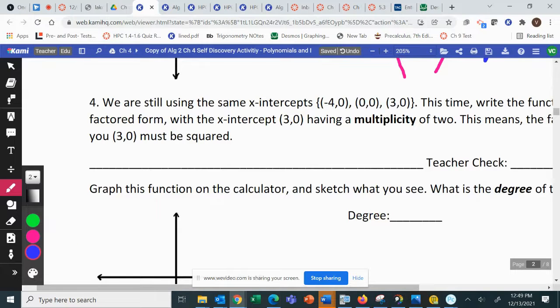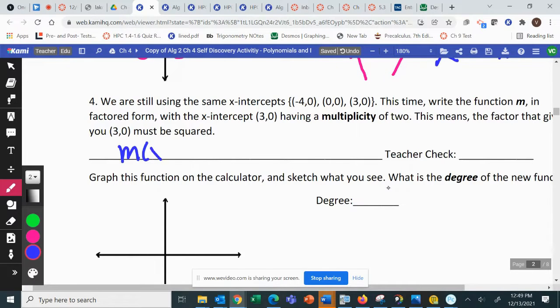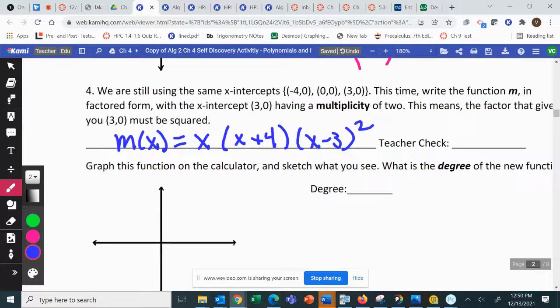All right, number 4, we're still using the same x-intercepts. And what's this one called? M of x. So I'm going to start with that x plus 4, that x minus 3. But this time, the intercept 3, 0 has a multiplicity of 2. How can I show that 3, 0 has a multiplicity of 2? Nathan. Put the squared on the x minus 3. Then we go and we graph it. Nope, I lied. Now we find our degree.